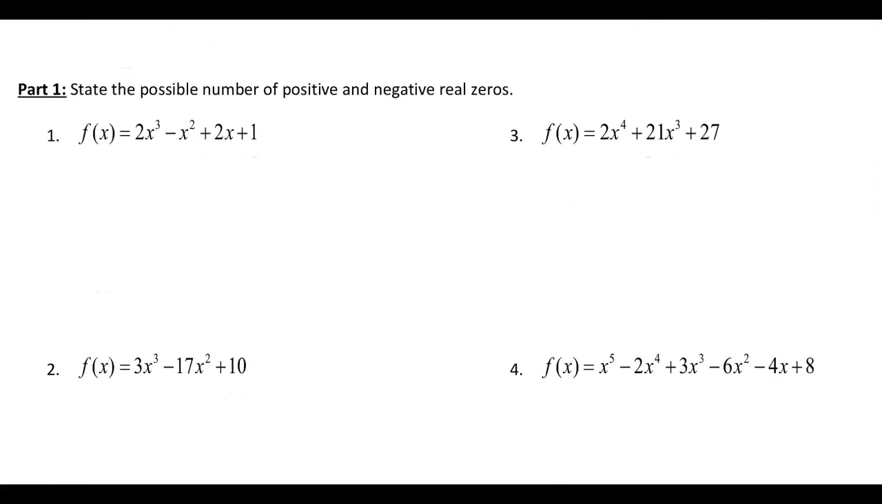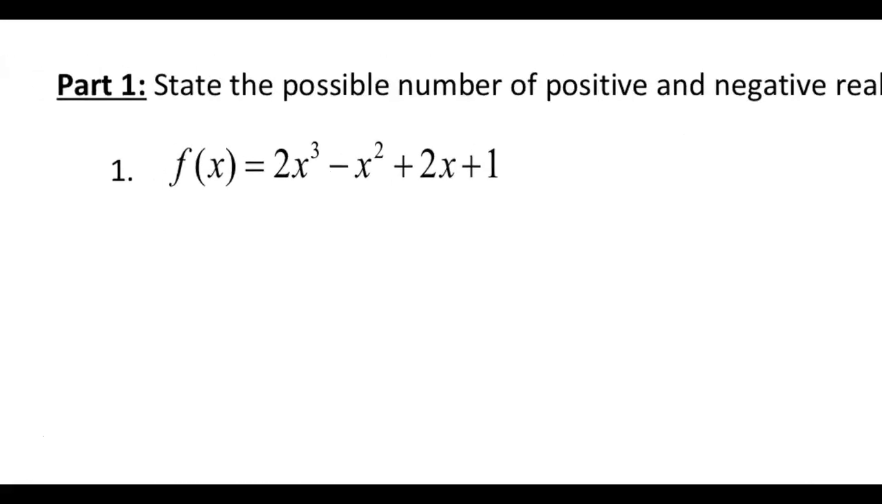So part 1 says to state the possible number of positive and negative real zeros. Again, these are possible. Just like how the rational zero theorem gives possible rational zeros, this is going to give possible positive and negative zeros. So we're going to start by looking at question number 1. With question number 1, the first thing I'm going to do is identify the possible positive real zeros. It's like a tongue twister.